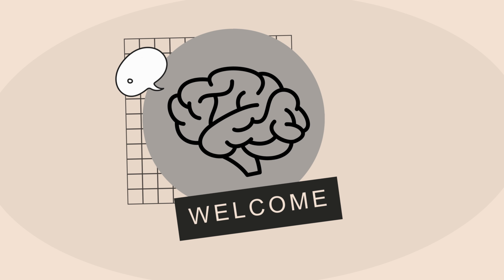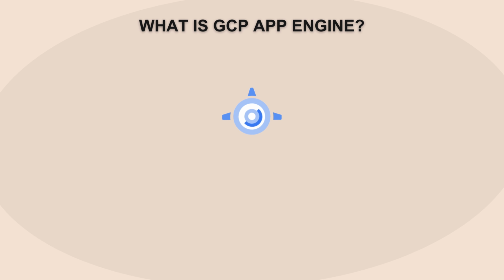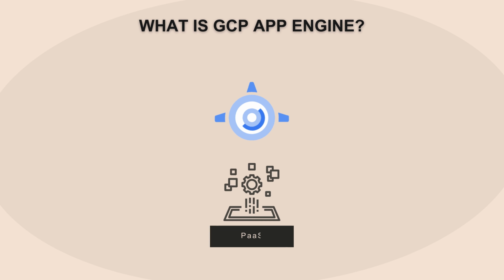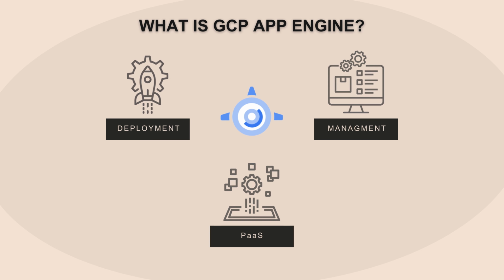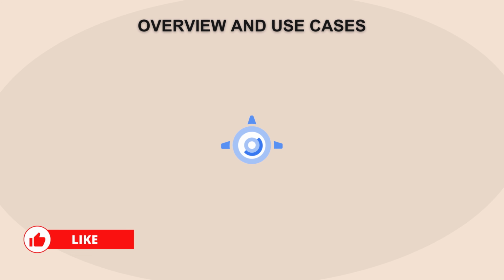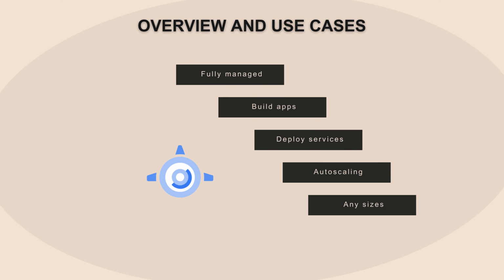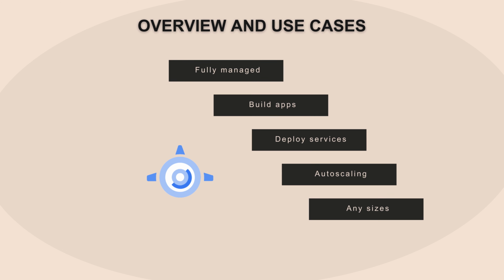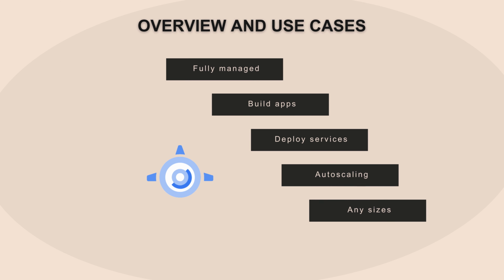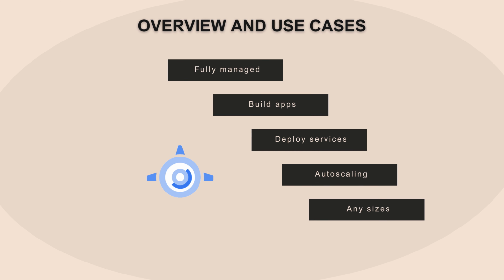Welcome to the future of cloud computing with GCP App Engine, Google Cloud Platform's powerful platform as a service. This tool simplifies application deployment and management, allowing developers to focus on coding, while GCP handles the infrastructure. Let's explore the features and capabilities of GCP App Engine and see how it can transform your application development and deployment. GCP App Engine is a fully managed platform for building, deploying, and scaling applications effortlessly.